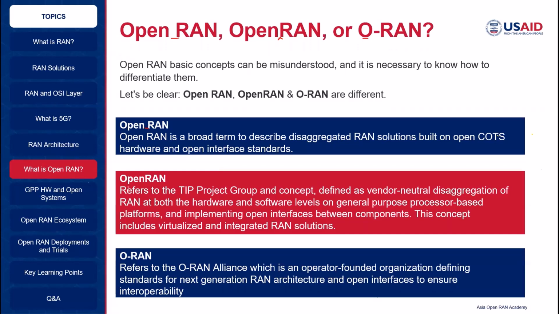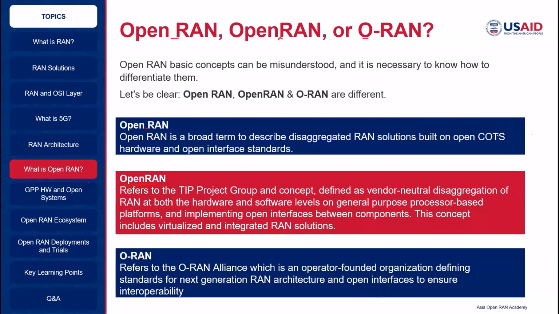When you see the word OpenRAN without a space, it refers to the TIP project group and concept. It defines a vendor-neutral disaggregation of RAN at both the hardware and software levels. This includes virtualized and integrated RAN solutions. This OpenRAN is under the Telecom Infra Project. There is a separate group under TIP which we call OpenRAN.